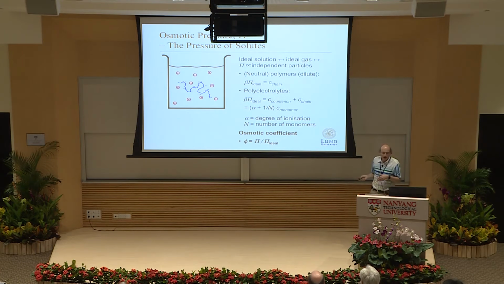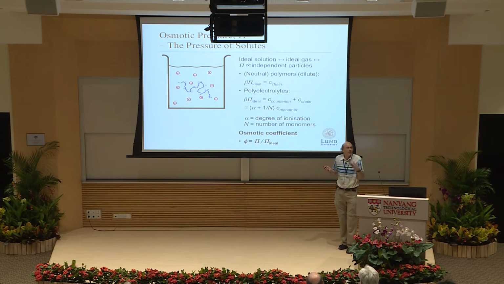Anyway, in that case, if we have a neutral polymer, and when I say polymer, I mean an uncharged chain, then in a dilute regime, it's just the concentration of the polymer. But with a polyelectrolyte, we get both the polymer, the chain itself, and the counterions. So we get a lot more particles for the same mass, so to speak. So we get a higher osmotic pressure for a polyelectrolyte.